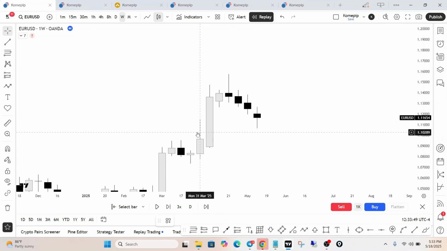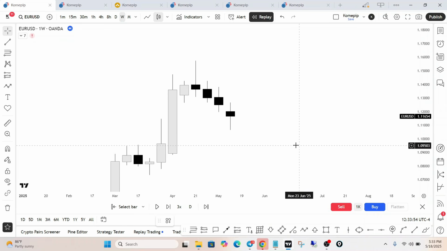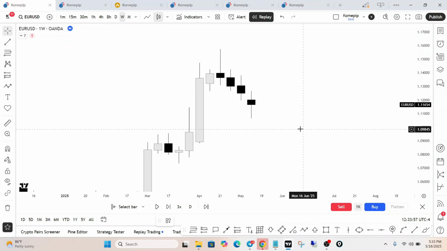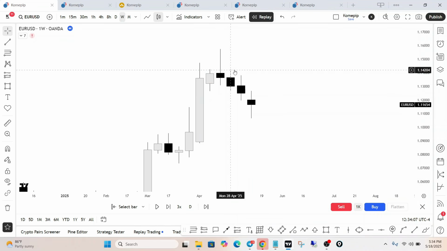So the first thing is the weekly. What do we do? First, let's talk about the SnR. How do you identify them? The first thing to do is to understand the candlestick formations. Of course, we have a little bit of a gap here. We're not talking about gaps in this video, but let's stick with the basics.